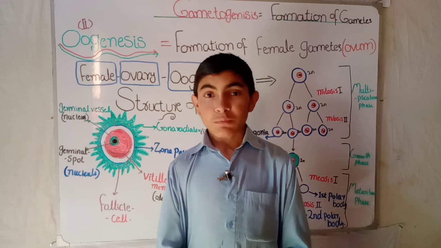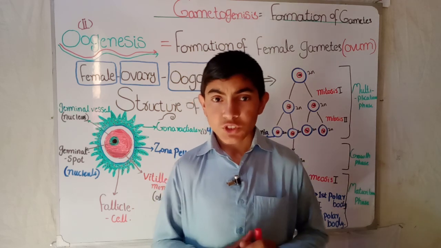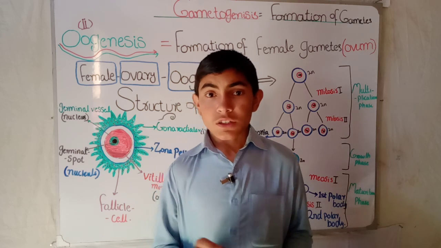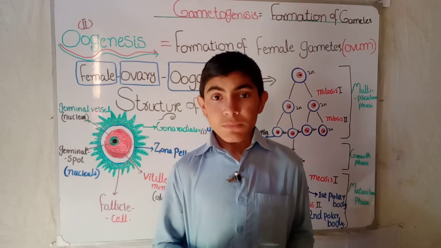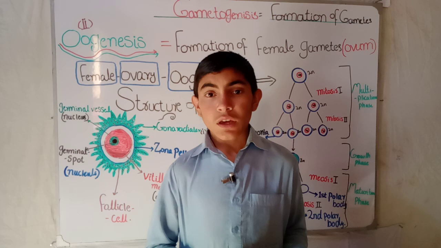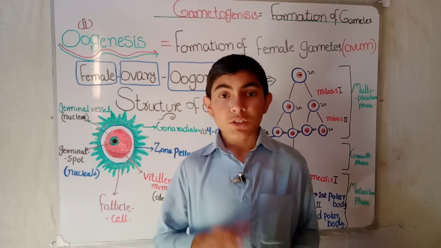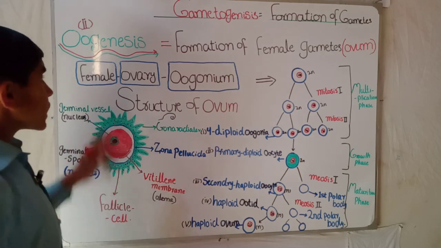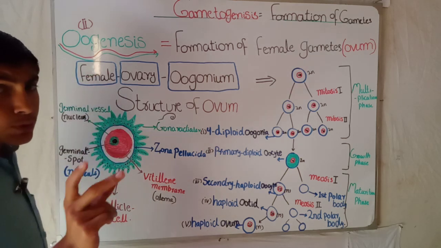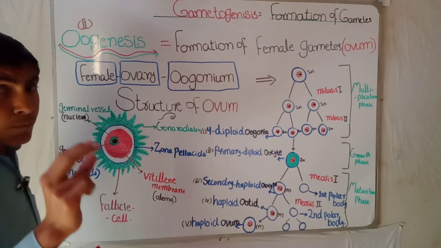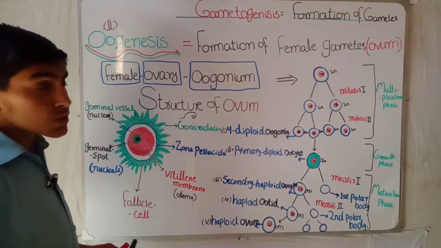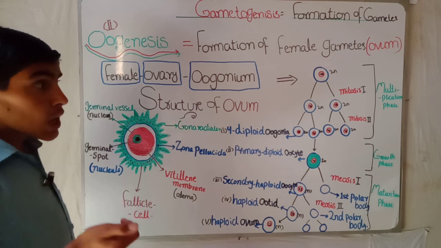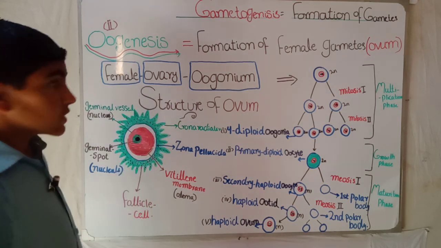Students, today we will talk about the next step of gametogenesis. In the previous lecture we studied the first step of gametogenesis. In this lecture we will study the second step. In the previous lecture we studied spermatogenesis, which is the male gamete formation process. But today we will talk about the formation of female gametes, the ovum or egg cell.